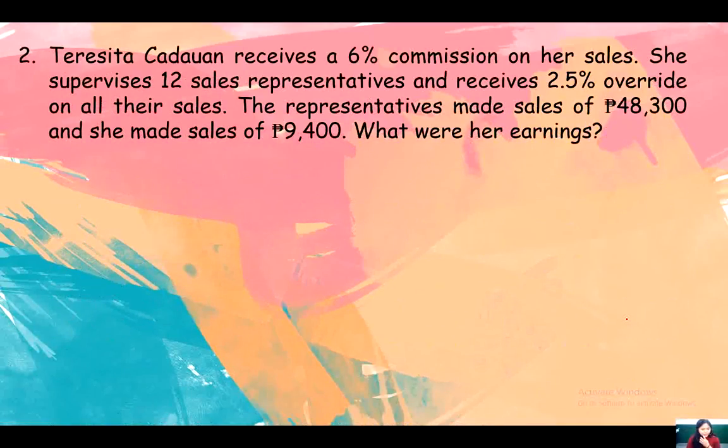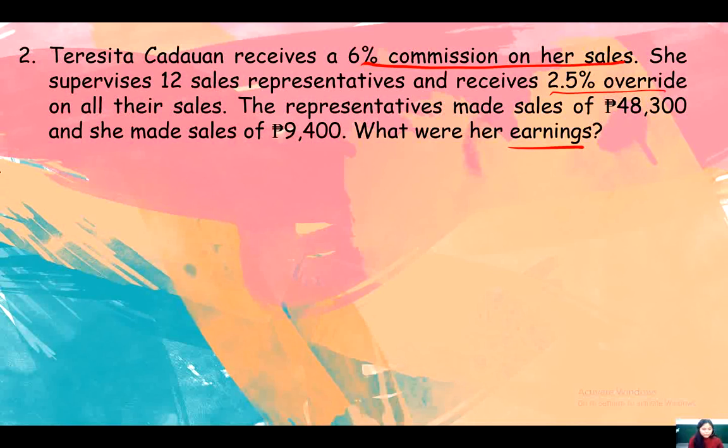Okay, next. Let's have another example. So, Teresita Kaduaan received 6% commission on her sales. Okay, 6% commission on her sale, and she supervised 12 sales representatives and receives 2.5% override on all their sales. The representatives made sales of 8,300 and she made sales of 9,400. So what were her earnings? Okay, so same lang din ito ng problem number 1 under the commission with override.